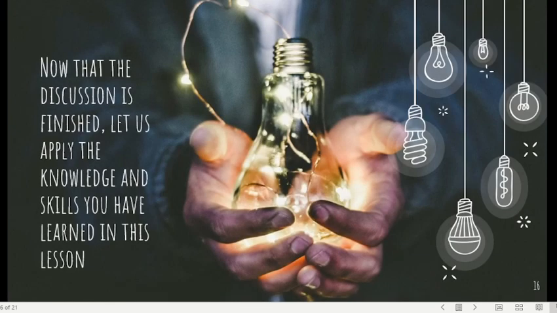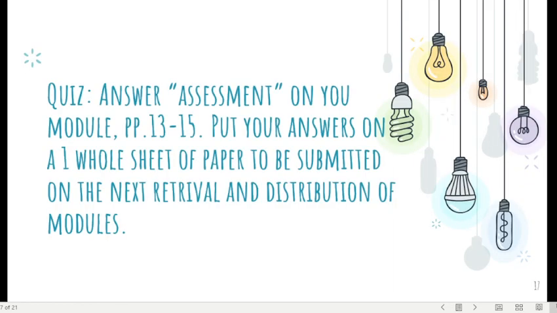Now that the discussion is finished, let us apply the knowledge and skills you have learned in this lesson. So it is now quiz time. For your quiz, answer the assessment in your module. Sorry, that is again another typographical error. Pages 13 to 15. Put your answers on one whole sheet of paper to be submitted on the next retrieval and distribution of modules. So that is your quiz.